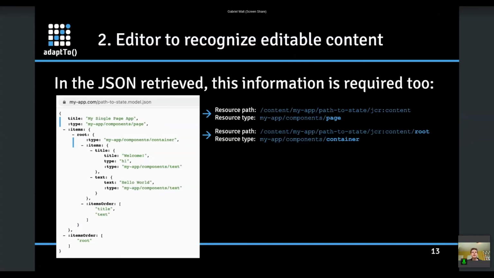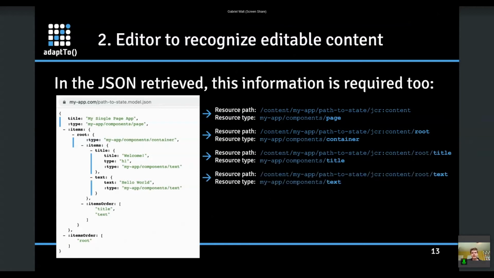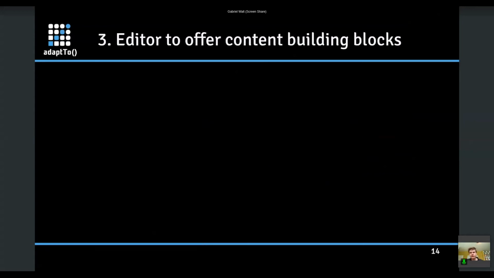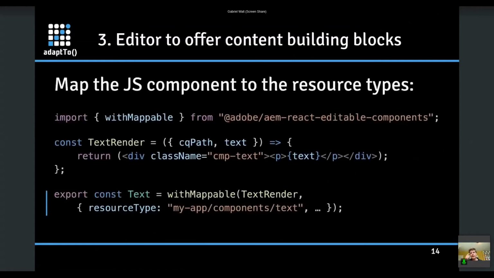We have a convention. The components follow in the JSON the path that they are at below the page. So you can see here for every component the path that they have and the resource type as well. And then the editor needs to have something like building blocks. So there needs to be an agreement between AEM and the front end that is rendering the experience about what these building blocks are. And so we have the withMappable method here that allows you to map the JavaScript components that you build and use to render your experience to the components that you want to have inside of AEM.